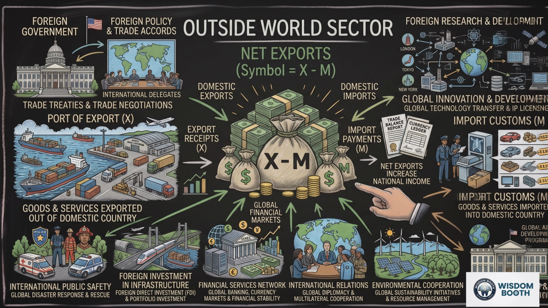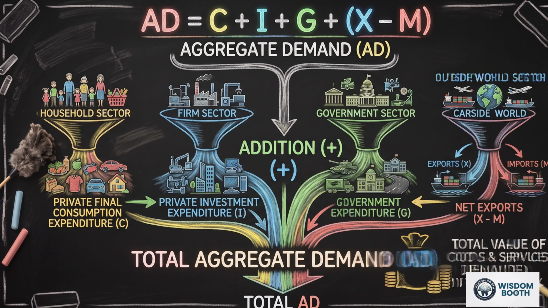This is simply the difference between what we export to the rest of the world and what we import from them. As this flowchart perfectly illustrates, when you combine these four components, you get the master formula for an open economy. AD equals C plus I plus G plus X minus M. You can clearly see the distinct pillars here.